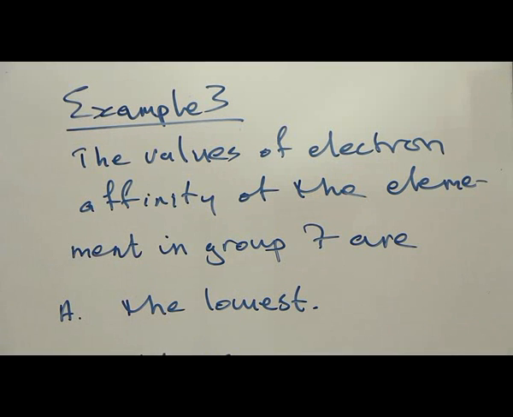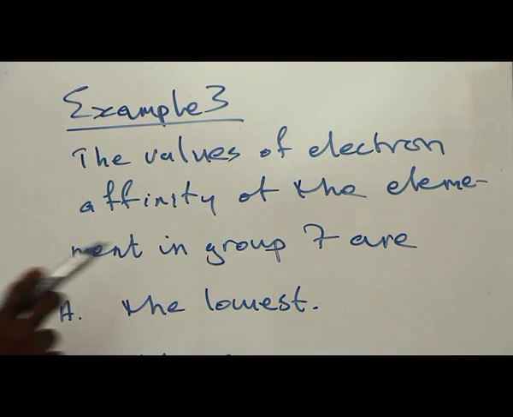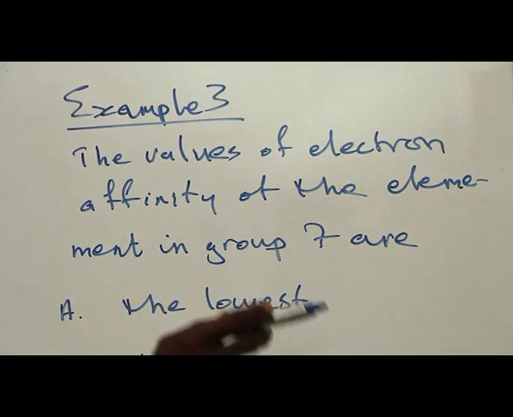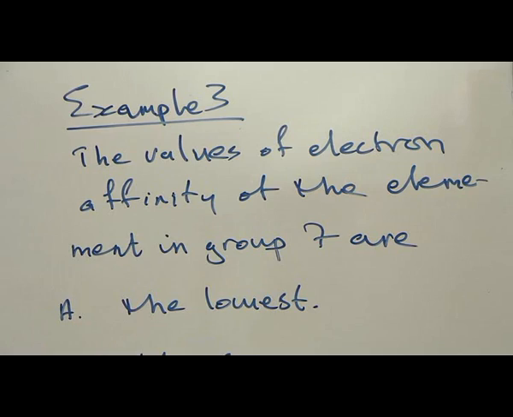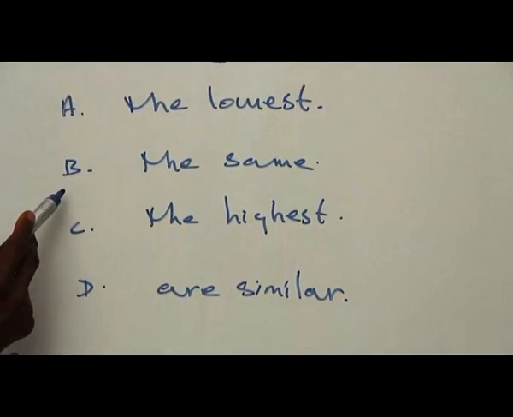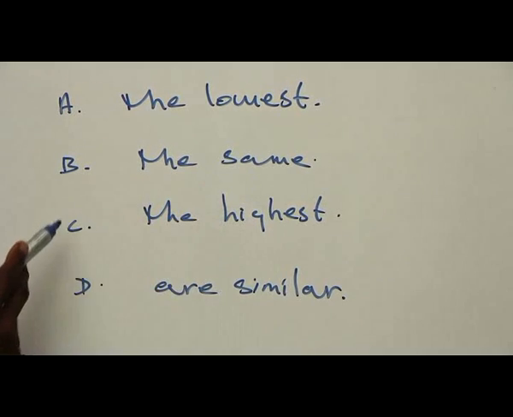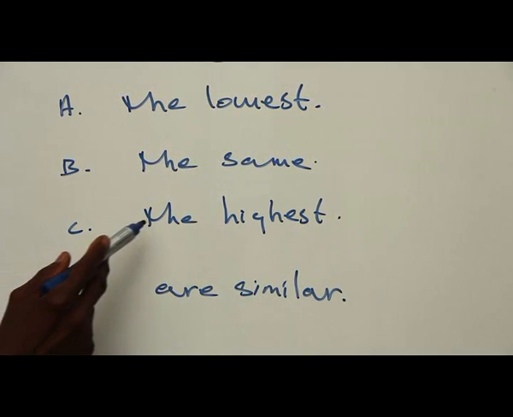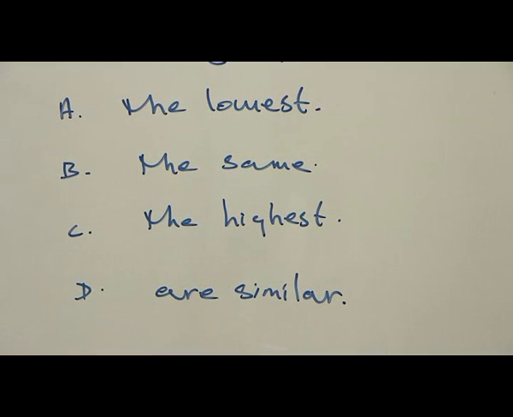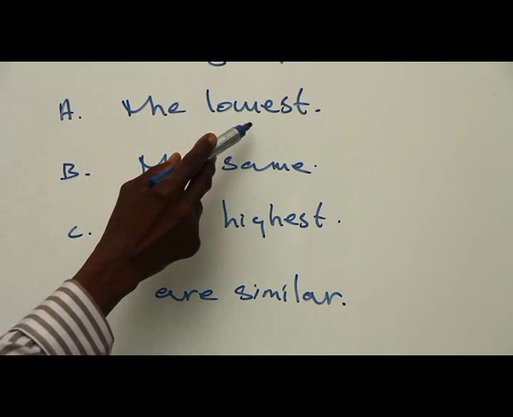Example 3. The values of electron affinity of the elements in group 7 are, let's consider the options. A, the lowest. B, the same. C, the highest. And D, are similar. Now let's look at it one after the other. A, the lowest. No.